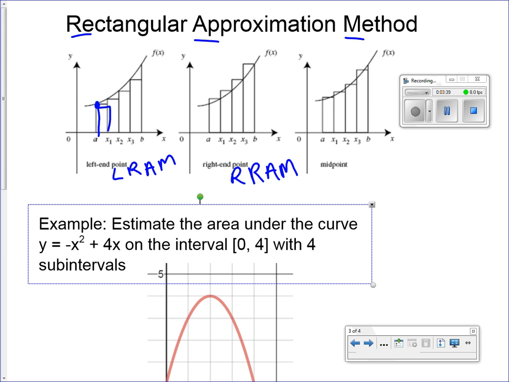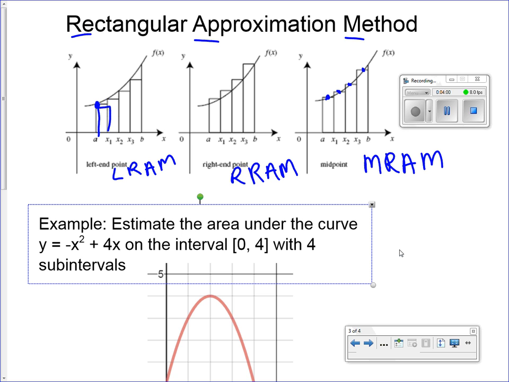And then there's a third method where you use the midpoint, MRAM, and so the middle of each rectangle is on the curve. This is a better approximation because a little bit of the rectangle is over, a little bit's under. So it's not going to be perfect, but we're going to get pretty close to the area. So we're going to do an example here.